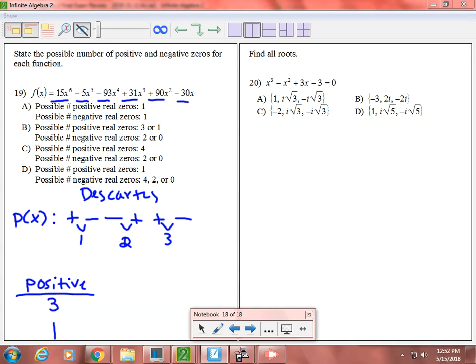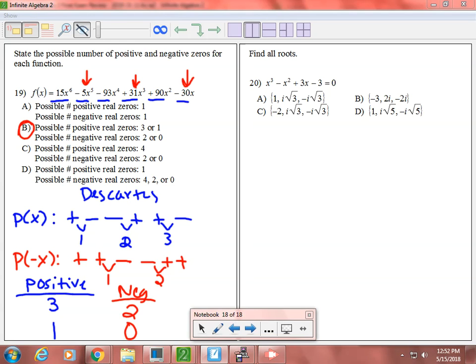So then we do P of negative x. That means we're going to switch all of our odds. So the evens are going to stay the same. So it's going to be plus, plus, minus, minus, plus, plus. So sign changes here. You have 1, 2. So for negatives, we're going to have 2, or I can take out a pair and have 0. So the one that has 3 and 1 and 2 and 0 is letter B.